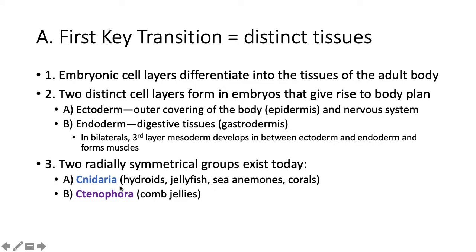So I'm going to start off with the cnidarians. We know for sure they are radial. Some examples of cnidarians: hydroids, jellyfish, sea anemones, corals. And then I'm going to talk about a unique organism called the ctenophores, which are our comb jellies. The thing I want to emphasize with these radial organisms is they have distinct tissues, as I have listed on this slide as the first key transition, but they don't have organs per se. So we'll talk about how, if they don't have organs, they digest and carry out some simple functions.